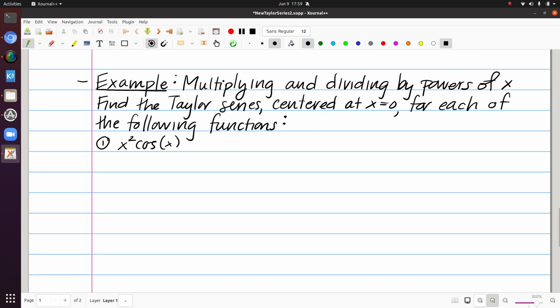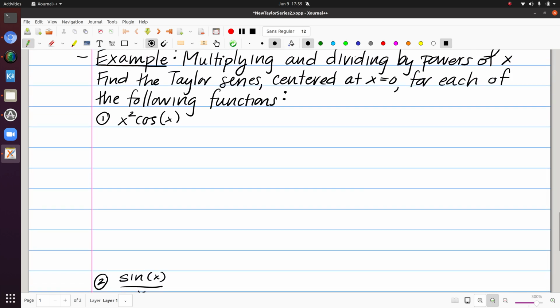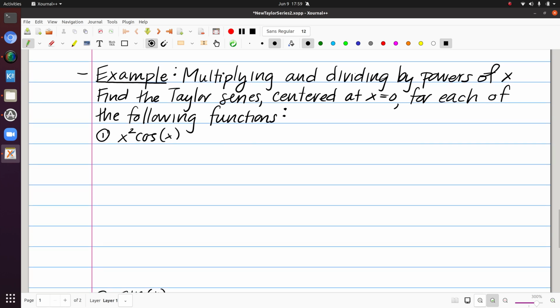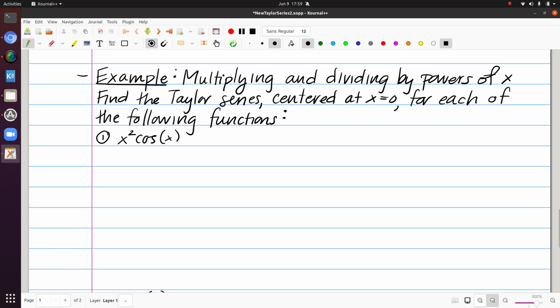And what I want to also consider here is, instead of just focusing on one of those operations, another thing that we can do relatively easily when we're talking about power series is multiply and divide by powers of x. So let's assume we have the same goal here. Find a series representation, or the Taylor series centered at 0, in this case, for x squared times cosine of x.